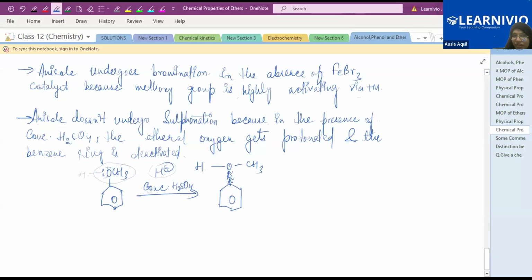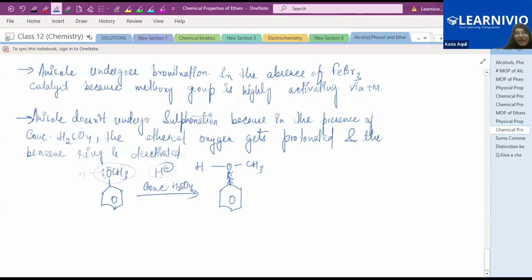Due to the deactivation of the benzene ring, the electrophile will not attack. Basically, the electrophile is H plus. So the electrophile will not attack this benzene ring. It will attack this oxygen instead. And that's why anisole does not undergo sulfonation. Why? Because in the presence of concentrated H2SO4, the ethereal oxygen gets protonated and the benzene ring gets deactivated.